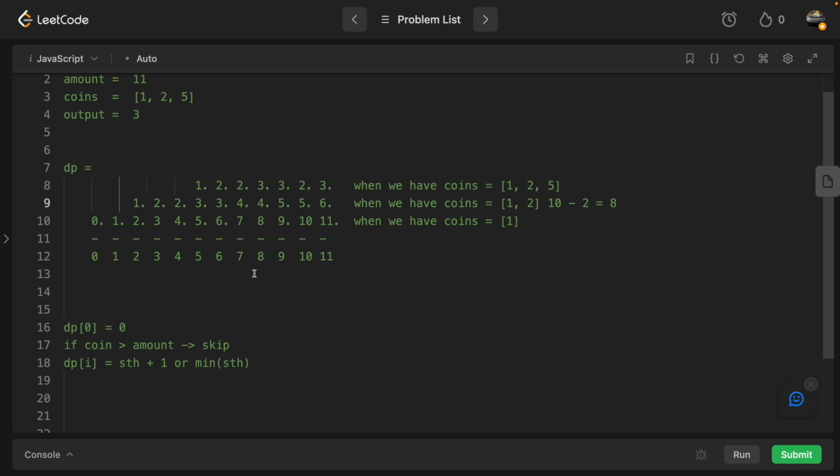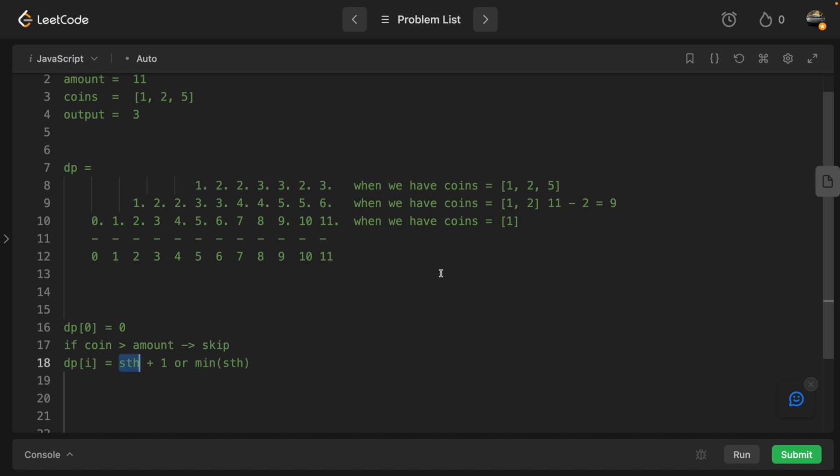What about 10? 10 minus 2 equals 8. At the amount of 8, or the index 8, we have the value 4. 4 plus 1 equals 5. And what about 11? 11 minus 2 equals 9. At the index 9, we have the value 5, and then 5 plus 1 equals 6.